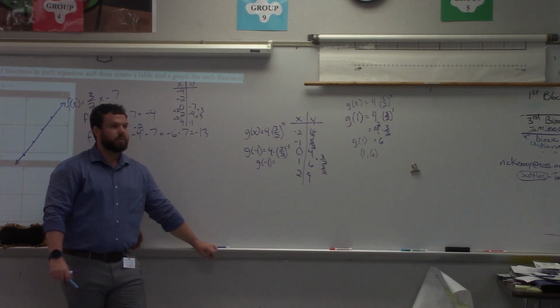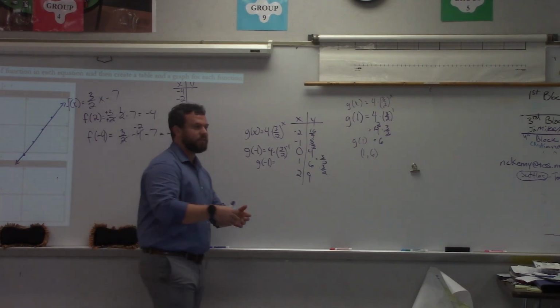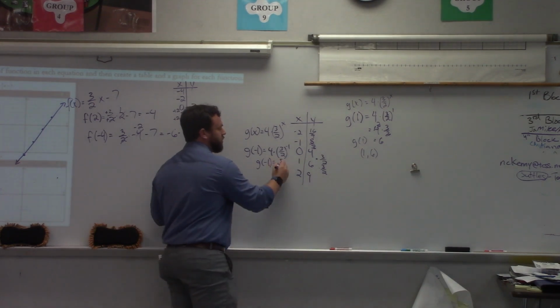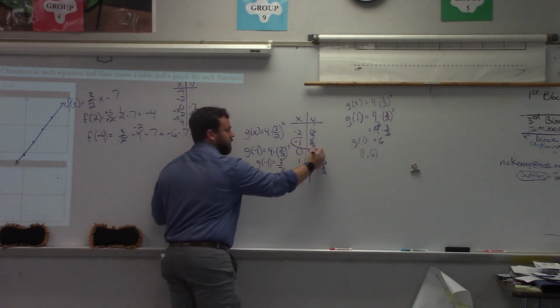4 times 3/2 raised to the -1. Oh, yeah. Wait, you did it wrong. It should be 8/3. Did you put parentheses around your 3/2? Make sure you put parentheses, but it should be 8/3. Just like I wrote right here.